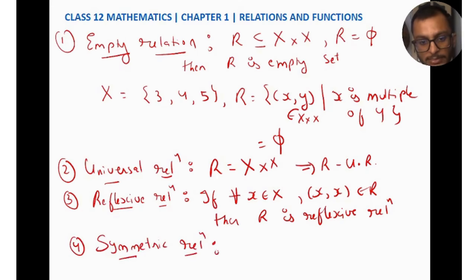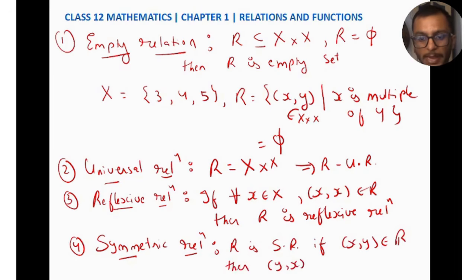R is a symmetric relation if, whenever you find (x, y) in R, you also have (y, x) in R. If this holds for every (x, y) in R, that is, if you have (x, y) in R and you are able to find (y, x) in R, then the relation is called a symmetric relation.